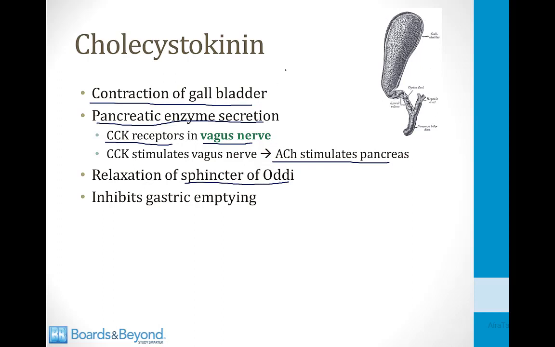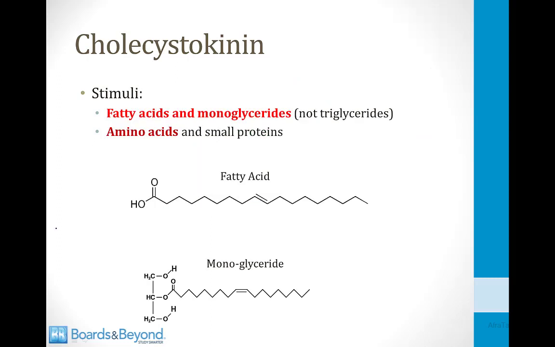This should make sense to you. If bile is going to be coming down from the gallbladder and pancreatic enzymes are going to be coming toward the intestine, you want the sphincter of Oddi to relax and open so that those substances can reach the duodenum. And then finally, cholecystokinin inhibits gastric emptying, and this allows time for bile and pancreatic enzymes to work in the intestines. The major stimuli for cholecystokinin release are fatty acids and monoglycerides and amino acids and small proteins.